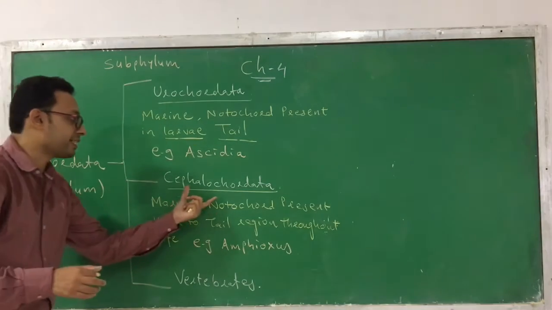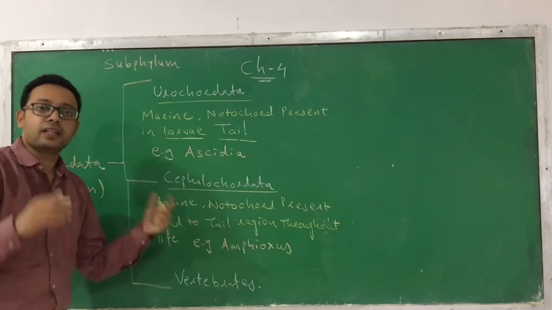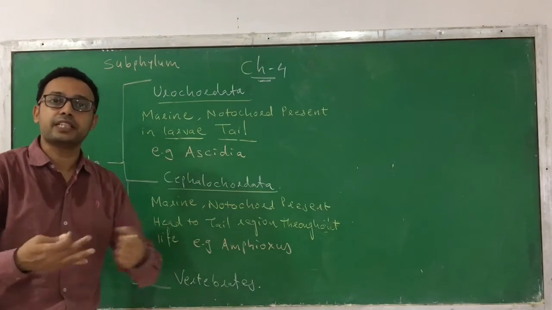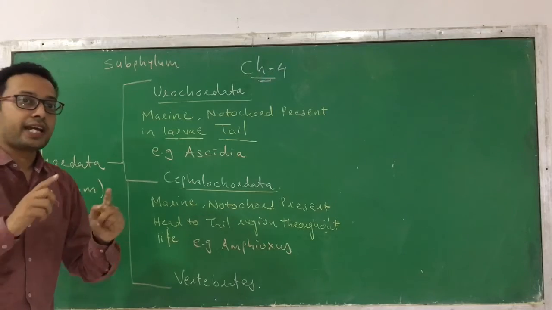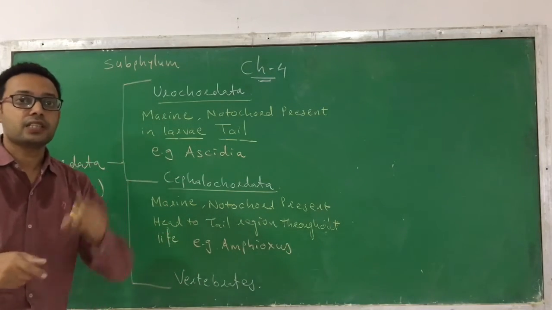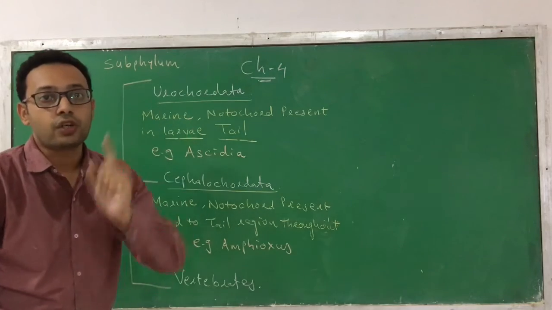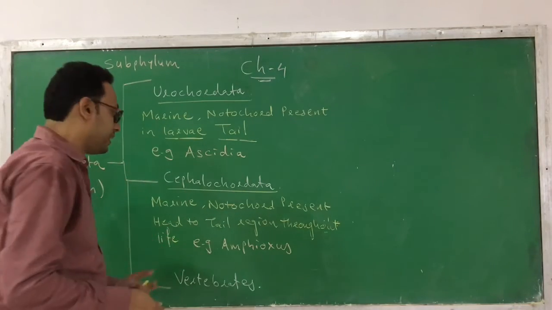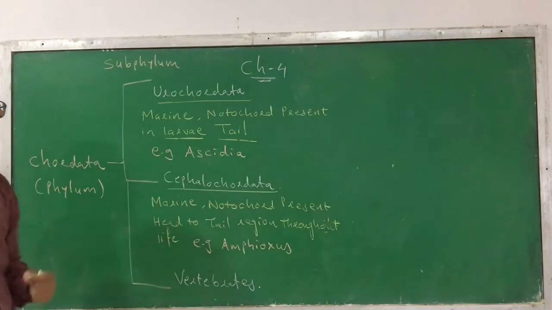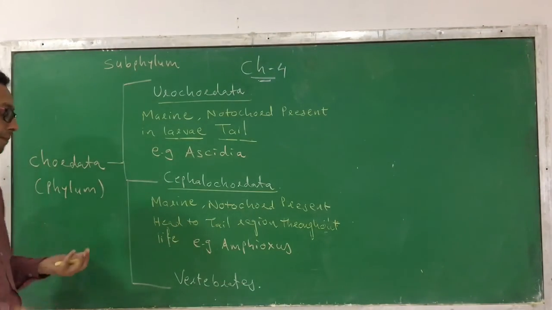So what is the characteristic of this Cephalochordata? They are marine like Urochordata. Here also the notochord is present because obviously it is a chordate. And it is present throughout its life, not just in the larval stage. Along with the larval stage, it is also found in the adult stage, and is present from head to tail region. And this is the example, Amphioxus.